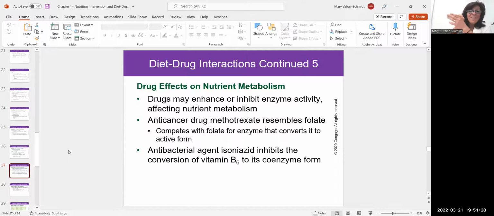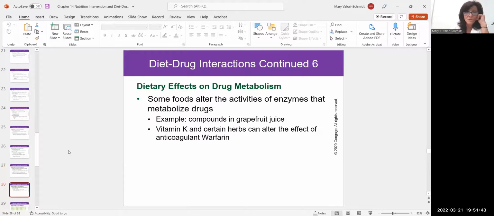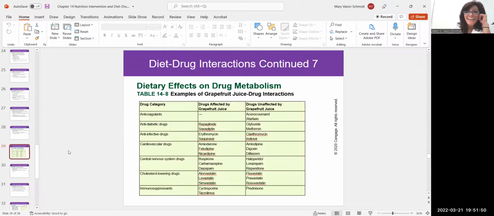And then there are antibacterials. Isoniazid is a drug for tuberculosis, and it inhibits the conversion of vitamin B6 to the coenzyme form. In other words, it impairs your ability to absorb B6 if you're on isoniazid, which is a very common treatment for tuberculosis. Here you go, warfarin and vitamin K, but I already told you about that. And there's a list here, a table that goes through the different categories of drugs and the different types of things that affect them.